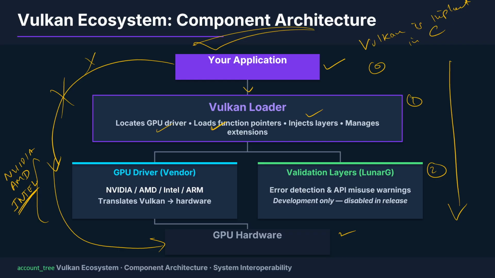But at the same time, during development, we make use of validation layers. The validation layers are extremely important. They help you catch mistakes. So if you are making any mistakes in your code, not following the convention, or passing wrong arguments.